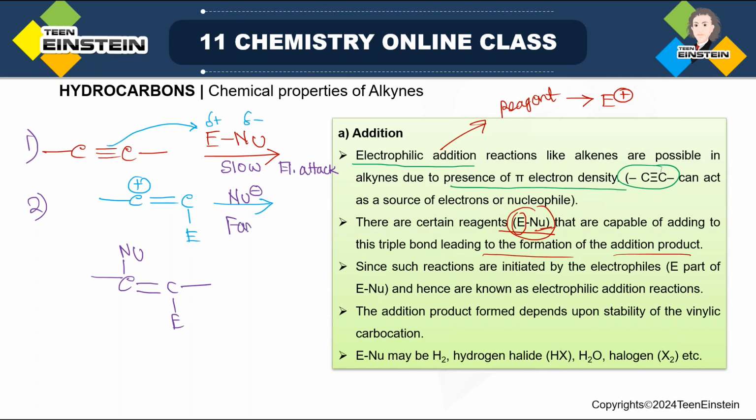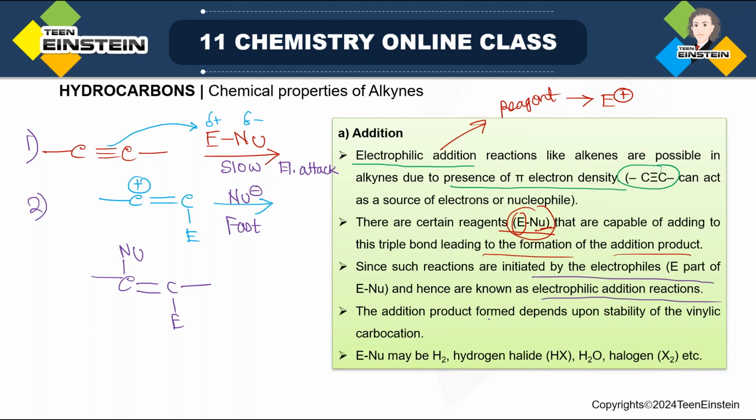And this step is fast. The previous one is slow. This step is fast. Since such reactions are initiated by electrophiles, that is the E part of ENU, that is the reason we are calling these reactions electrophilic addition reactions. And the same reason is also applicable for alkenes.